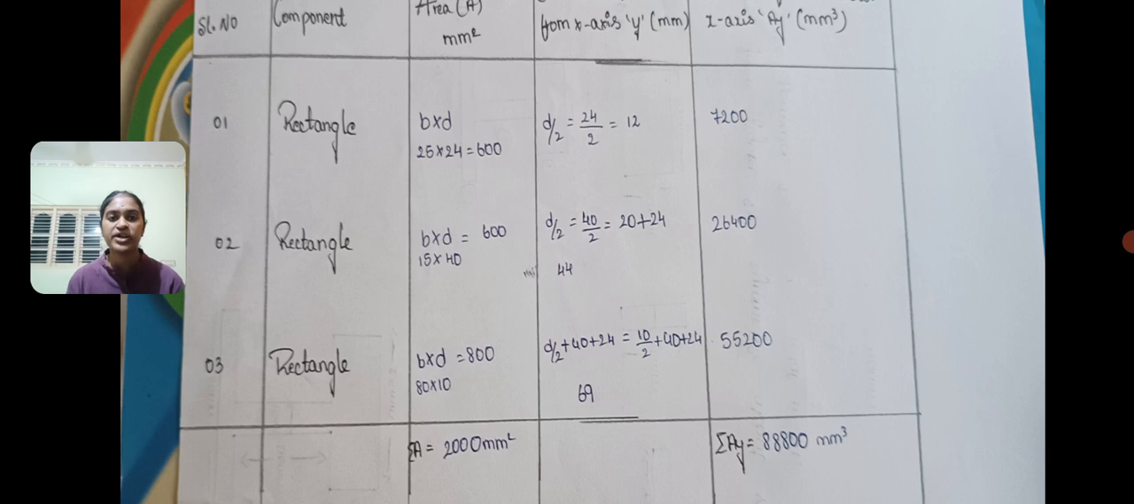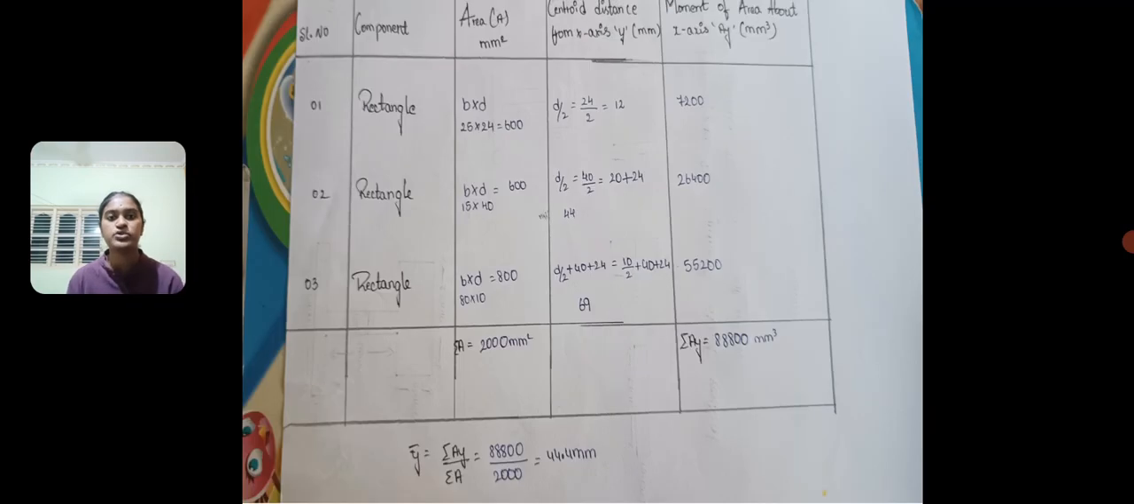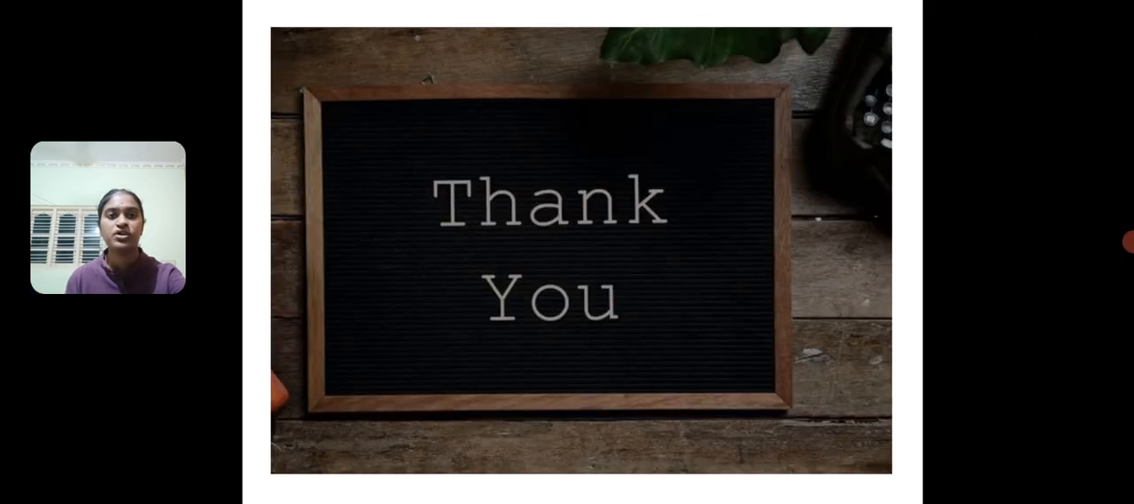Now we want to find the summation of a and the summation of ay, because we want to find y bar. Before, we already found x bar, so we don't need to find it again. We want to find y bar. So summation of ay divided by summation of a equals 00000 divided by 2000, which becomes 44.4 mm. Here I have solved this problem. Thank you.